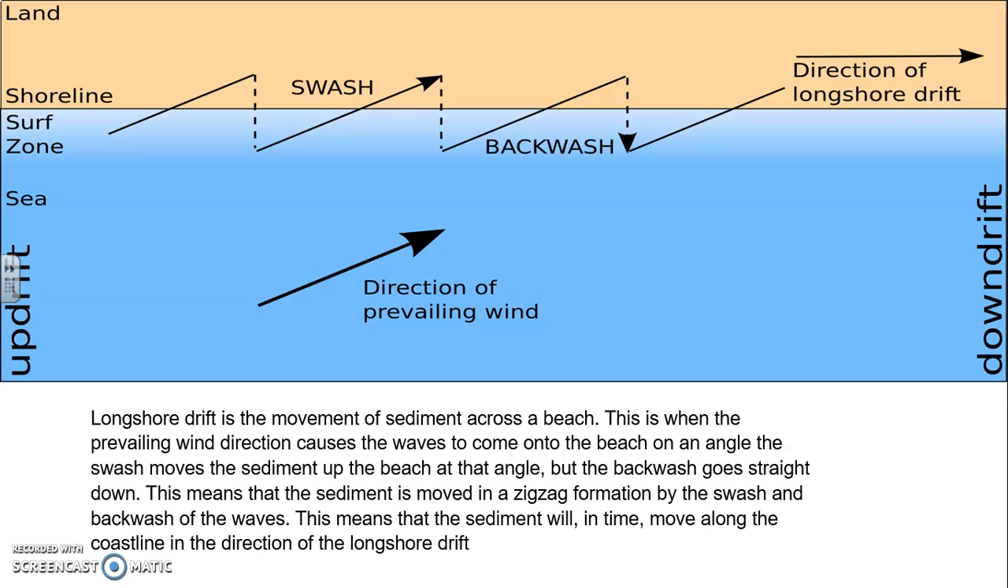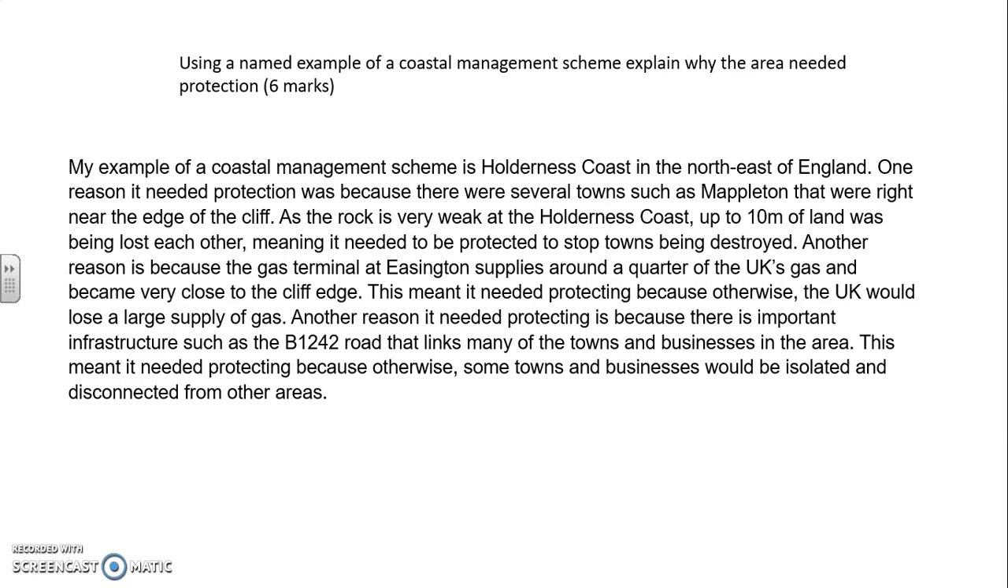Okay, and then the final question that you looked at was that named example of a coastal management scheme. All right, so our named example is the Holderness Coast in the northeast of England. And if you're looking at saying why the area needed protection, because the bedrock is very, very soft, the waves are able to erode the coastline very, very quickly. In some areas, the coast is being eroded at around about 10 meters per year, which means lots and lots of land is being lost. So that land could be being used for farmland.